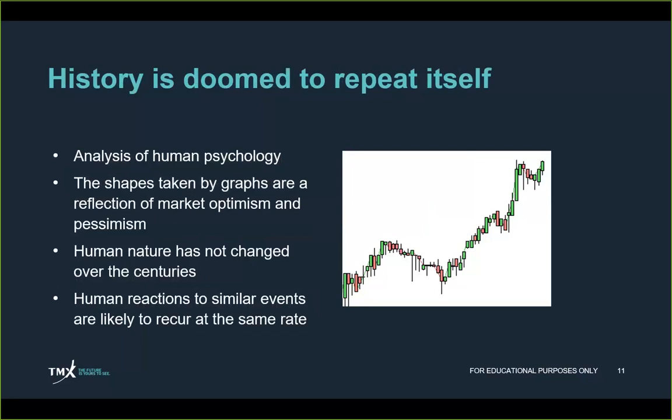And so again, I'll just distill this back down to fear and greed. Human nature has not changed over centuries, and human reactions to similar events are likely to recur at the same rate time and time again. If you're scared about the global economy, you're going to sell your securities. If you think those securities have sold down low enough and that the market is now overreacting, you're going to be more inclined to go back in and buy those securities. And again, this happens time and time again.